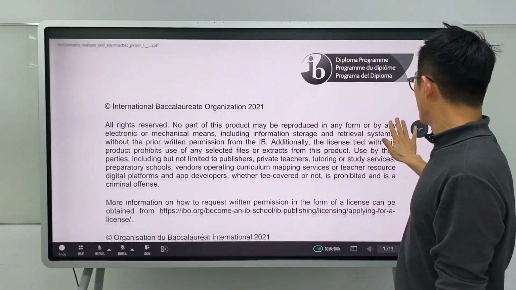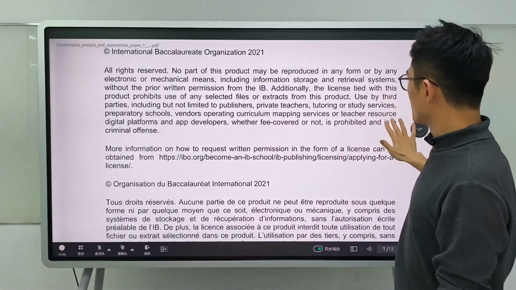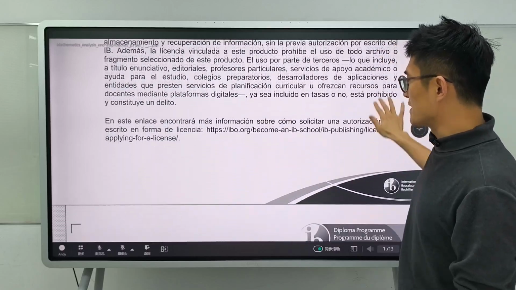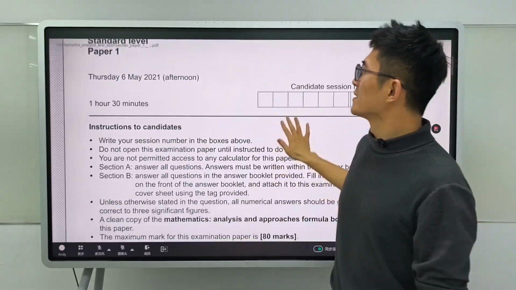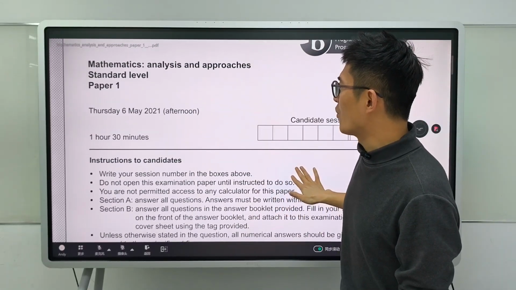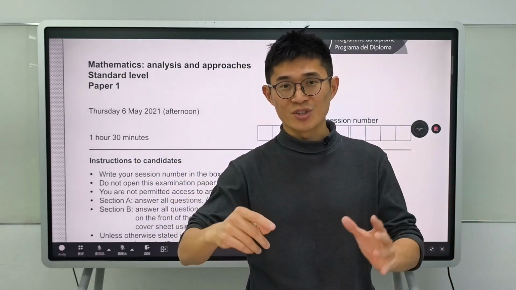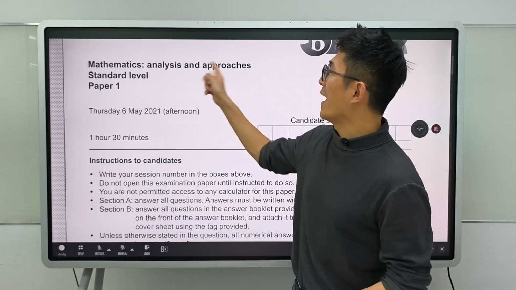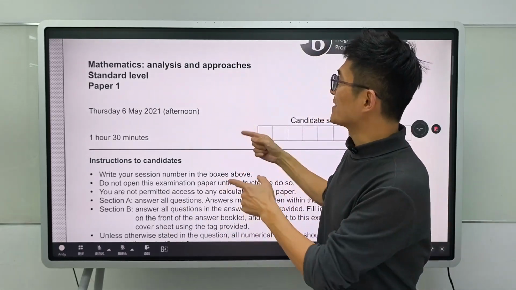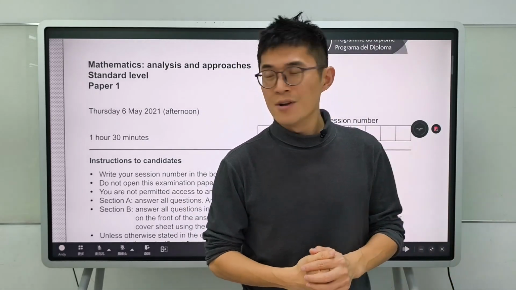Probably we can get down and check it. It's probably there, it shows the time. Yeah, Thursday, 6th May 2021, afternoon. So you have 1 hour and 30 minutes, 90 minutes, to solve all the problems. And this is MAA, which means Mathematics Analysis and Approaches. This is standard level, and this is paper 1.